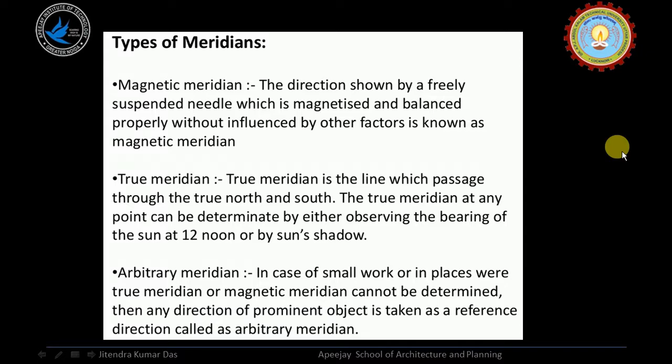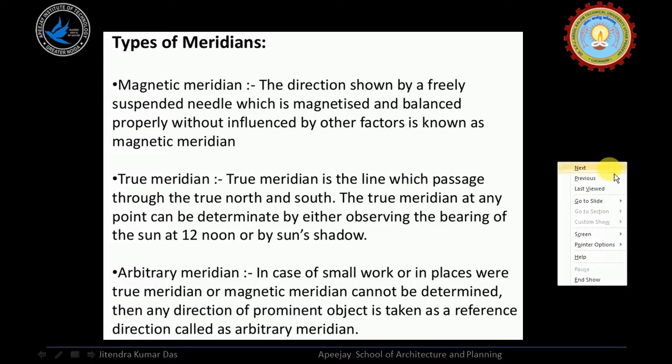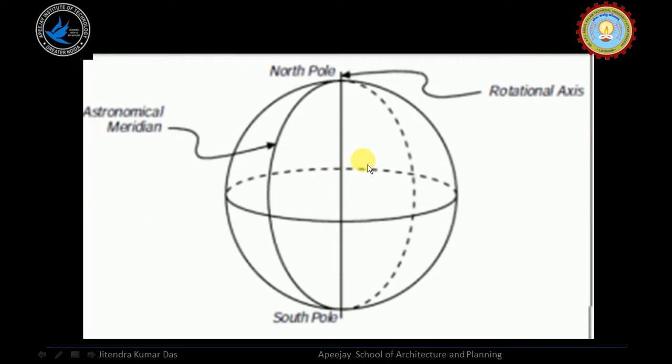Arbitrary meridian. In case of small work in a place where the true meridian or magnetic meridian cannot be determined, the direction of prominent objects is taken as a reference direction and called an arbitrary meridian. So we will try to understand all three.